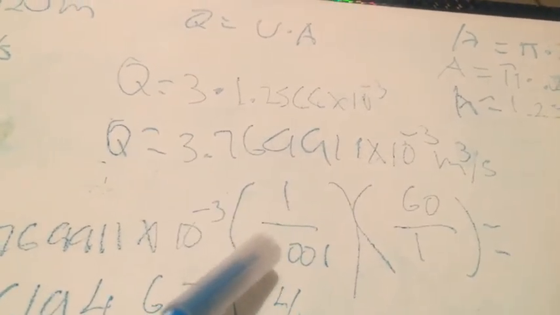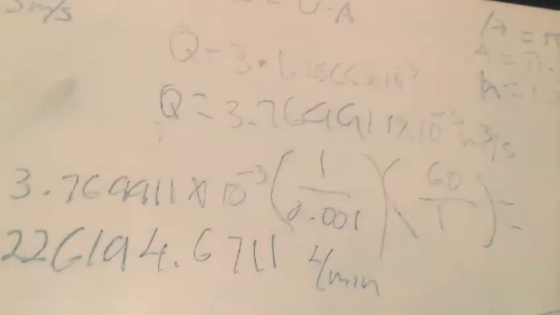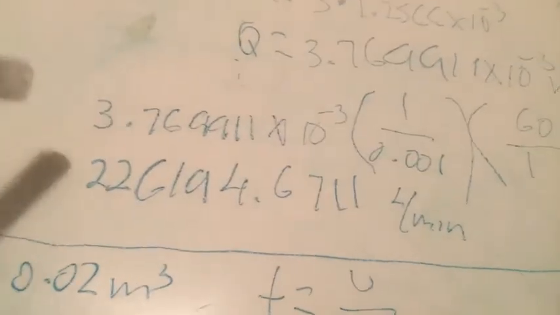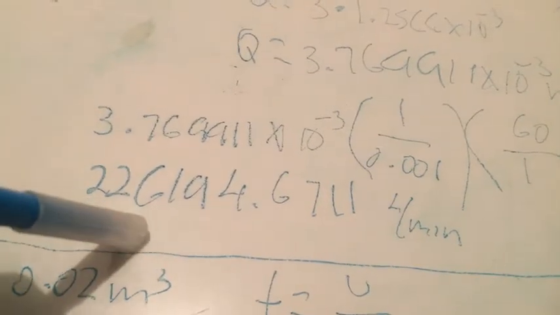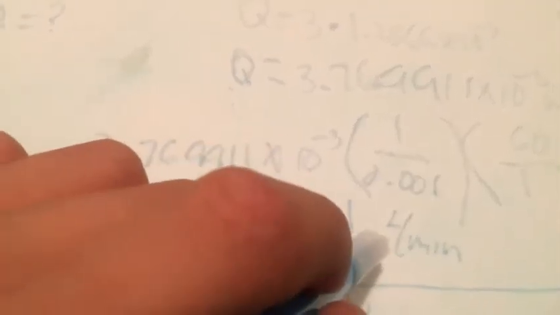over 0.001 times 60 over 1, to convert to liters per minute, and the result is 226194.6711 liters per minute. And that's the first part.